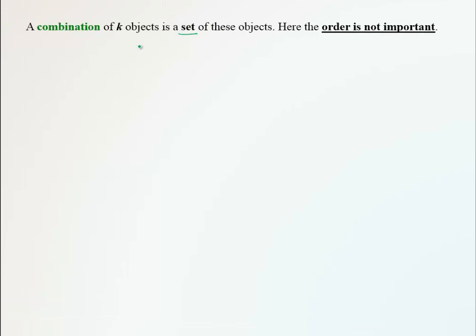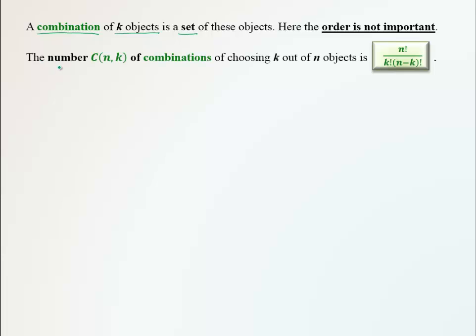If we talk about sets of k objects, where order is not important, this will be called a combination. A combination of k objects is a set of those objects, not a sequence. So if we have k particular objects, there's only one combination that can be made out of them. However, if we have n overall objects and we are choosing k at a time, then the number of such combinations, that means sets of k objects out of n objects, is denoted C of n, k, C for combinations, and the number of those combinations is given in this formula.